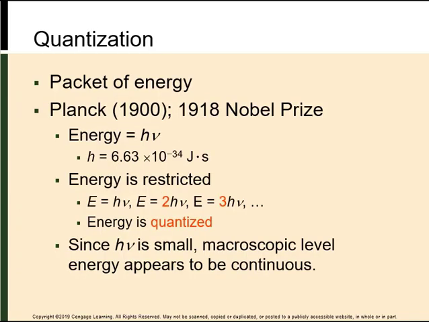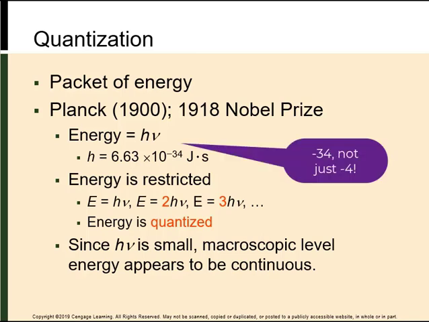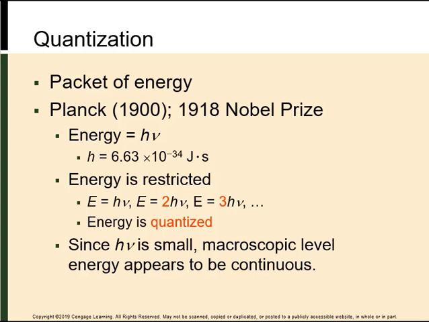Planck proposed that energy is quantized. Quantization means that only certain energies are allowed. The proportionality constant h, that is Planck's constant, is 6.63 times 10 to the negative 34 joule seconds. The unit of frequency is 1 per second, or 1 over second. So the energy calculated using this equation is in joules. Energy is in joules. We remember just from the last chapter, q equals m times c times delta T. q is in joules.